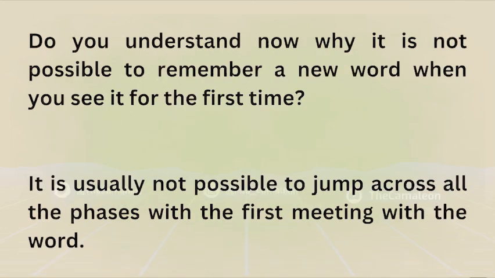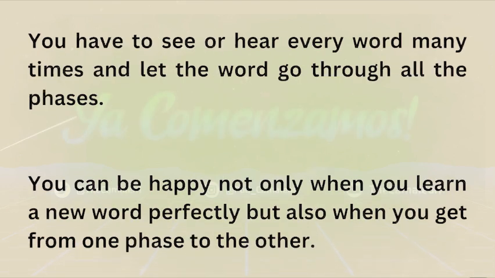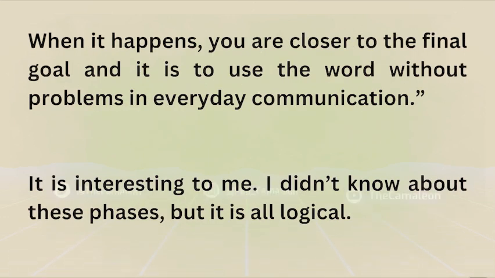Do you understand now why it is not possible to remember a new word when you see it for the first time? It is usually not possible to jump across all the phases with the first meeting with the word. You have to see or hear every word many times and let the word go through all the phases. You can be happy not only when you learn a new word perfectly, but also when you get from one phase to the other. When it happens, you are closer to the final goal, and it is to use the word without problems in everyday communication.